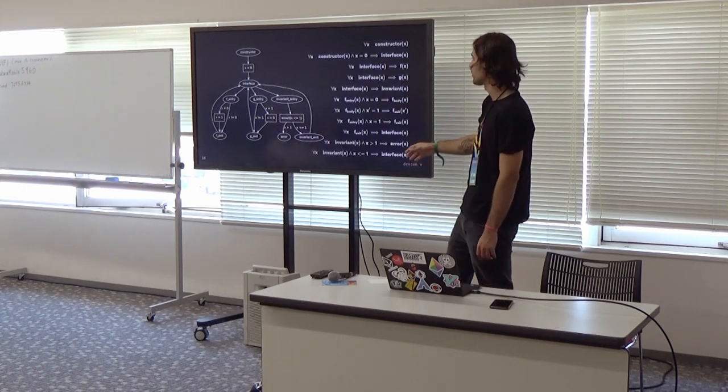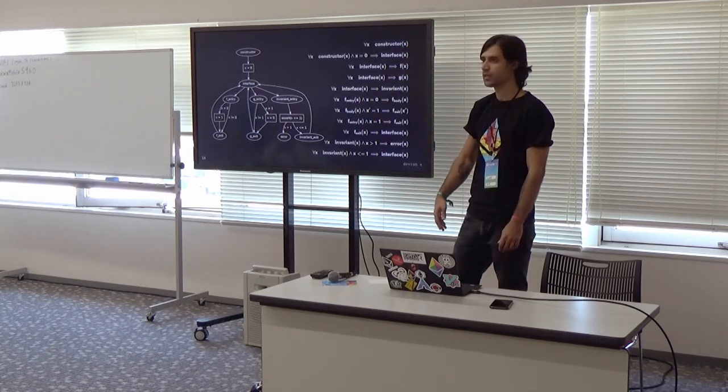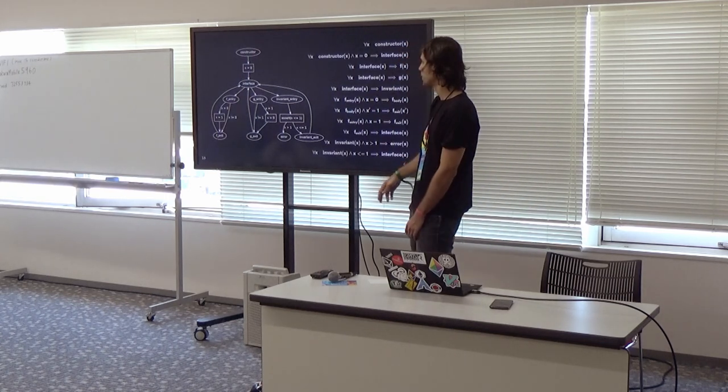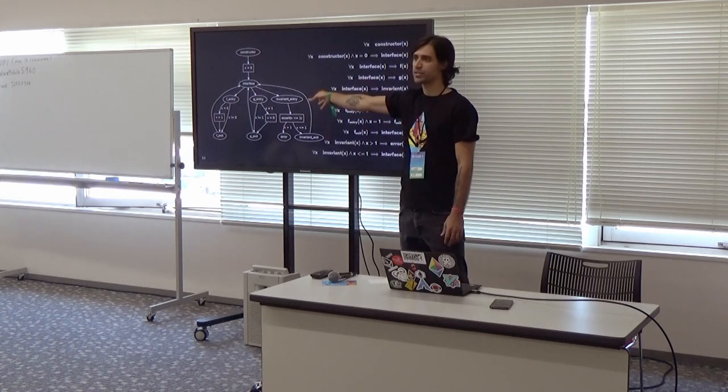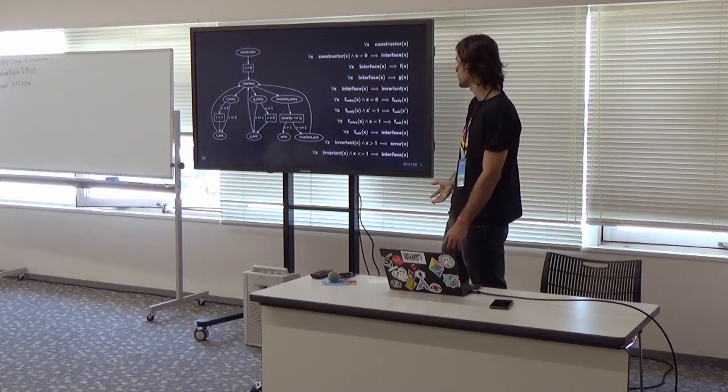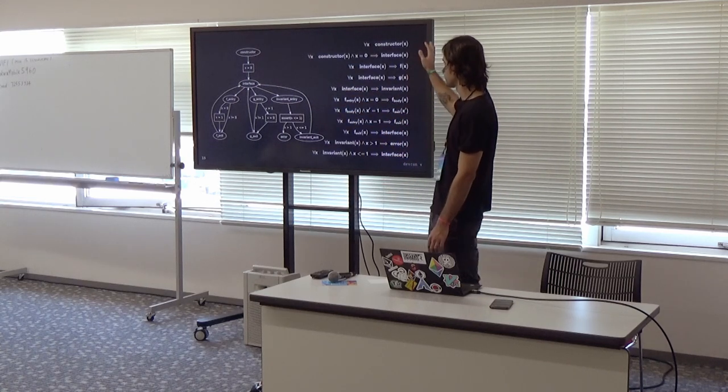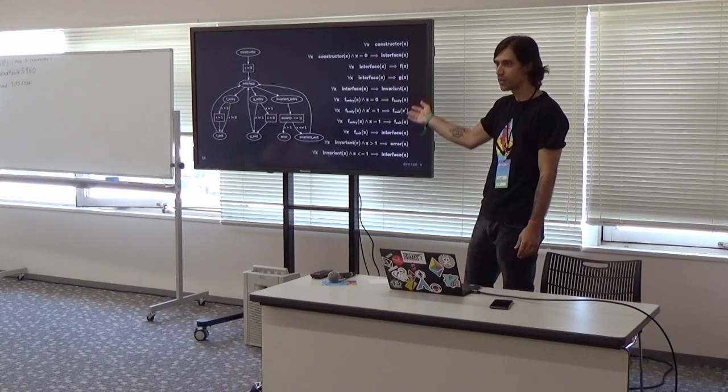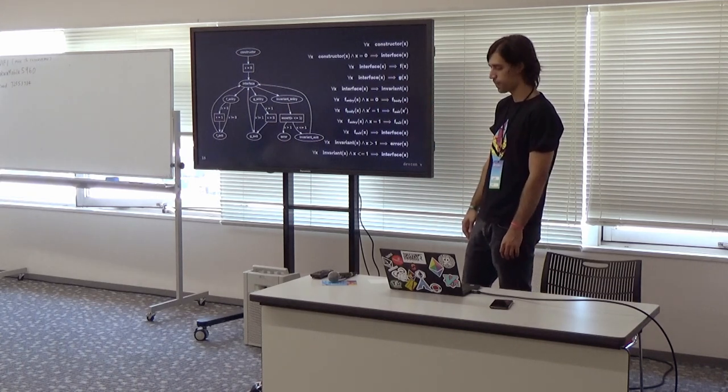And this is just an example of a bunch of other rules that we generate from encoding this control flow graph into Horn clauses. Not all of them are here. This is just to show some of them. For lack of time, I'm not going to go through each of them.